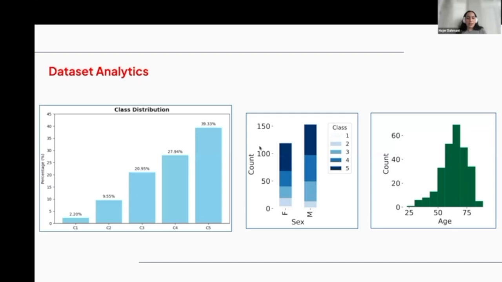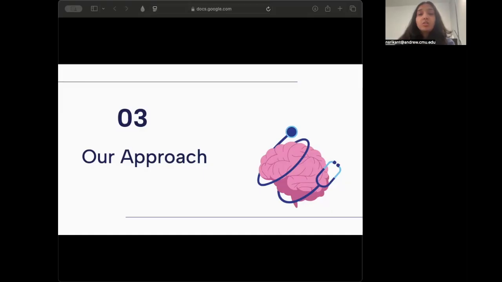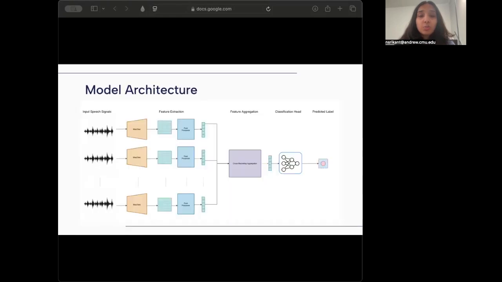And this is an analysis of the data set. Here we have the class distribution. Here we have the count of the classes by sex, and here we have the count by age. Okay, so now let's move on to our approach.